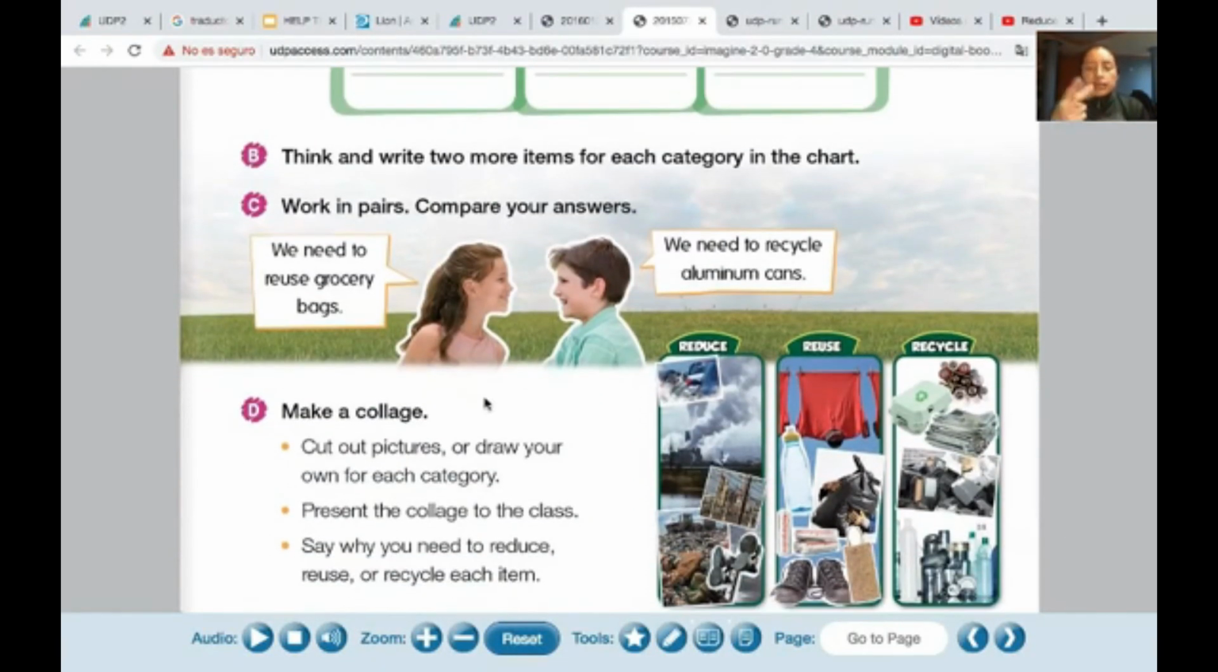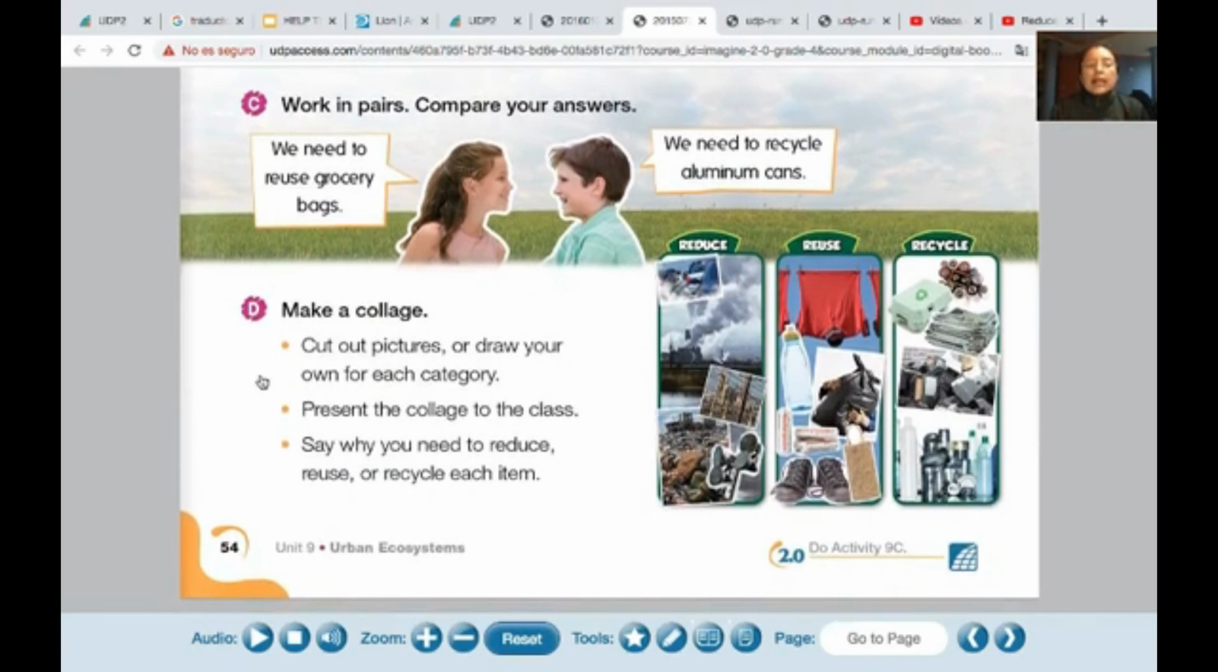Okay, you can do with me. And this is your homework. Make a collage. Cut out pictures or draw your own for each category. Present the collage to me, okay. In your notebook, you have to cut papers or you have to draw.